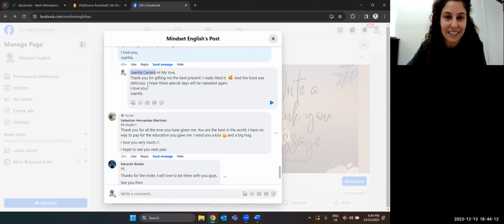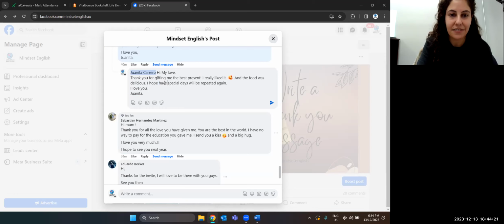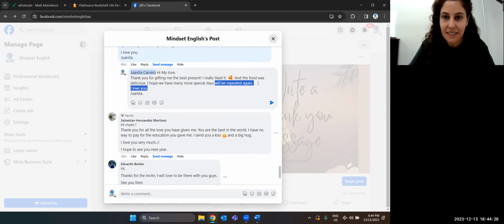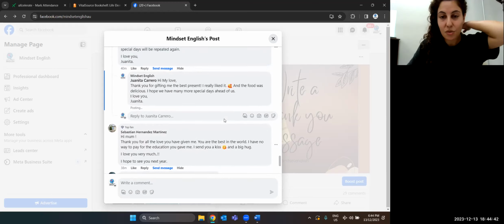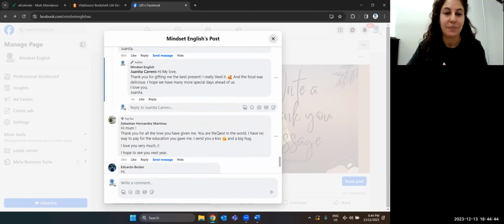And the food was delicious. I hope these special days. I'll give you another way, which is a bit closer. I hope we have many more special days ahead of us. Ahead of us means like in front of us. So I hope we have many more special days ahead of us. I love you, Juanita. That's good. So that's to her lover, so she's writing in a very close way.